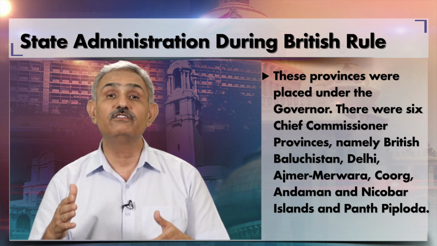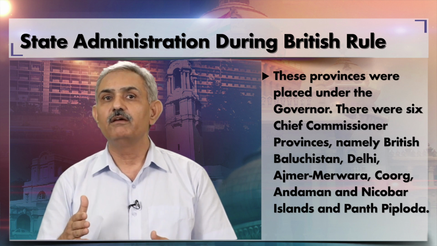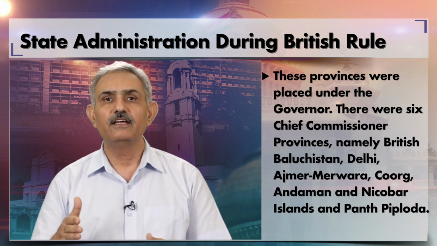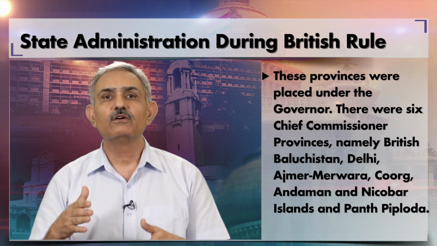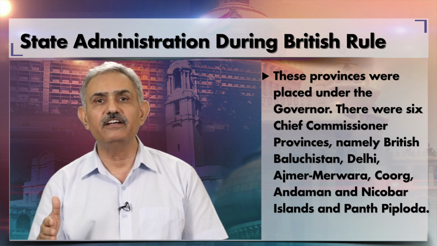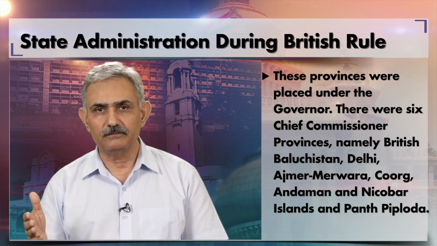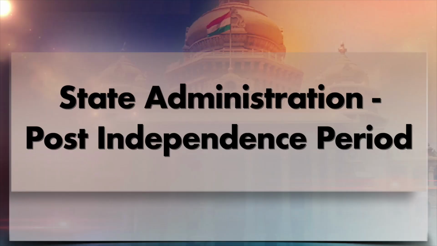These provinces were placed under the governor. There were 6 chief commissioner provinces, namely British Balochistan, Delhi, Ajmer Merwada, Coorg, Andaman and Nicobar Islands, and Panth Piploda. These were some of the developments, but as you know, the Government of India Act 1919 and Government of India Act 1935 strengthened the process of state administration during the British period. In the post-independence period, the evolution or reorganization of the states has taken place.